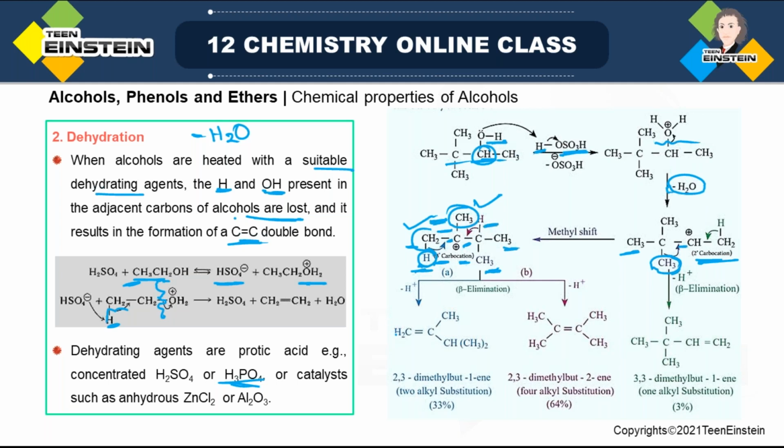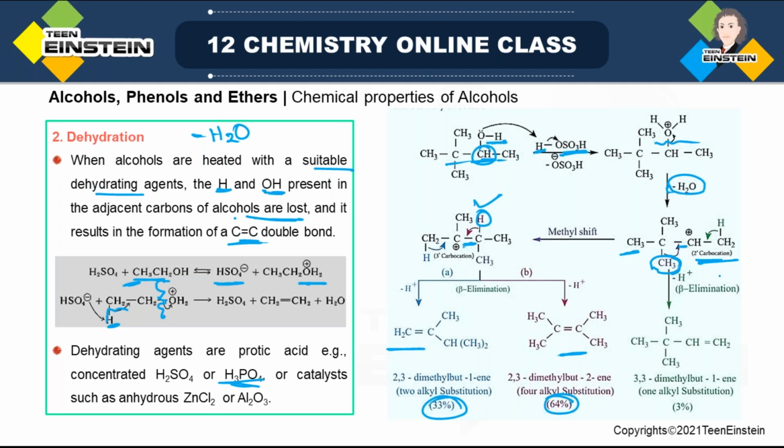So any of these two beta hydrogens can be removed, and depending on which one you are removing: if you are removing the left hand side beta hydrogen, that is A type of hydrogen, this will be the final product. But if you are removing the right hand side beta hydrogen, that is if you are removing this one, now the double bond will be generated in this position and this will be the molecule. So see here, 33% of this alkene is produced, 64% of this one is produced.